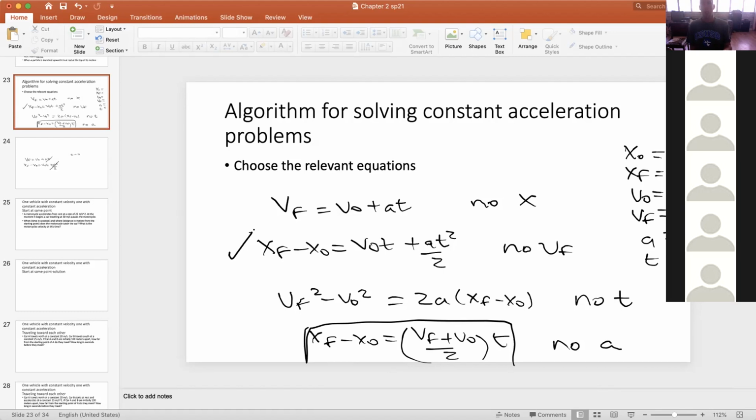You write your variables, you figure out which ones you know and which ones you don't, and then how do you choose the relevant equation to use? You pick the one that doesn't need something you don't have, right? You'll see that in a minute when we get there. We'll do this over and over again. So I'm just trying to help you.